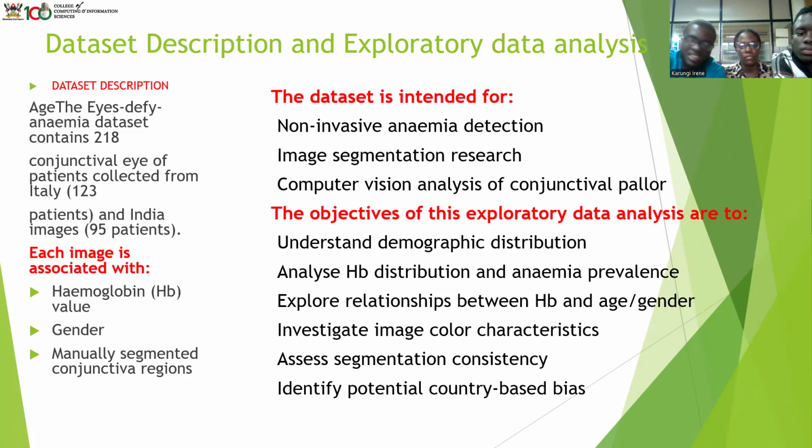Now each image in this folder is associated with 3 factors: the hemoglobin value, the HbG, and the gender of the person, whether male or female. This data set is intended for 3 main purposes. The first is non-invasive anemia detection, as earlier stated. Then image segmentation research, where we split the conjunctiva into different sections and analyze it. Then the third is computer vision analysis of the entire conjunctiva, understanding it very well.